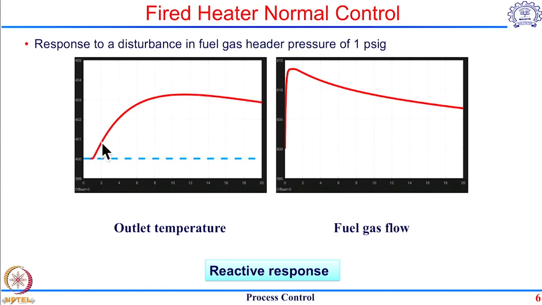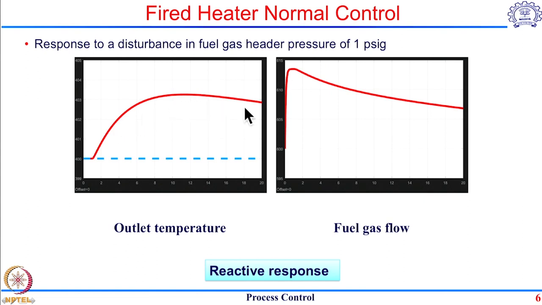There will be a difference between actual temperature and the set point, and accordingly the controller will try to reduce the valve opening, and then you will see that the fuel gas flow reduces. However, because of this dead time of 1 minute, the controller did not take any action for 1 minute. So a substantial amount of extra fuel went into the system, which caused the temperature to rise to a very high value.